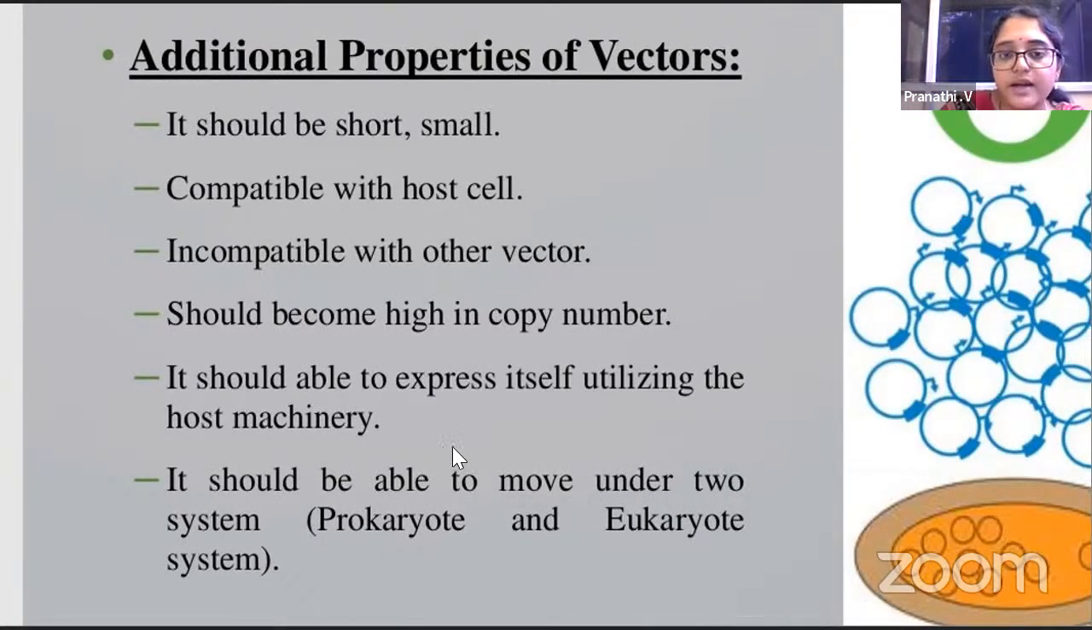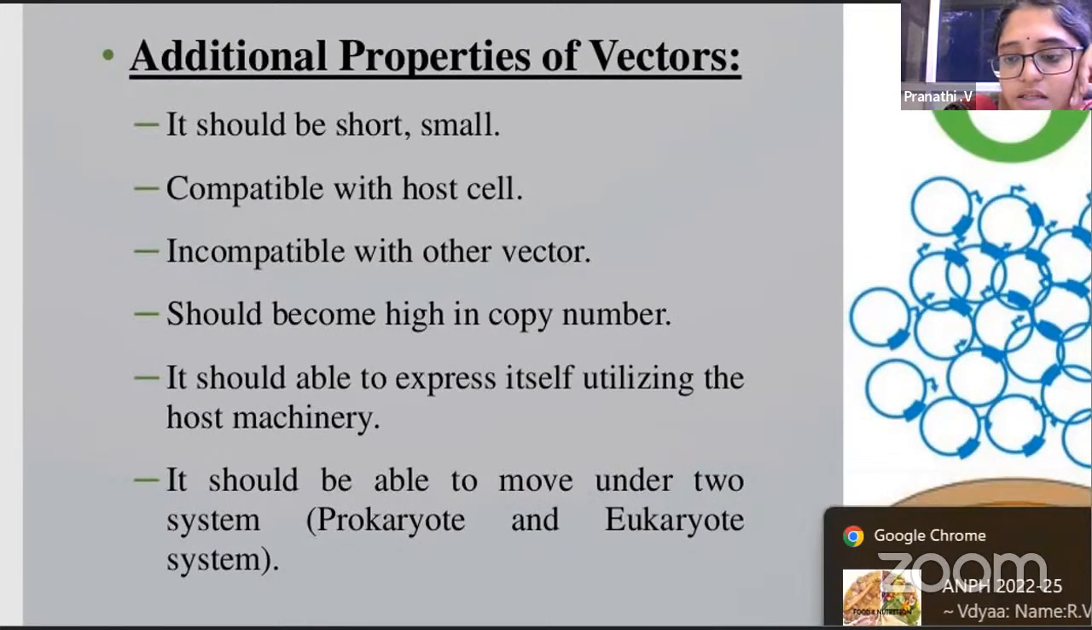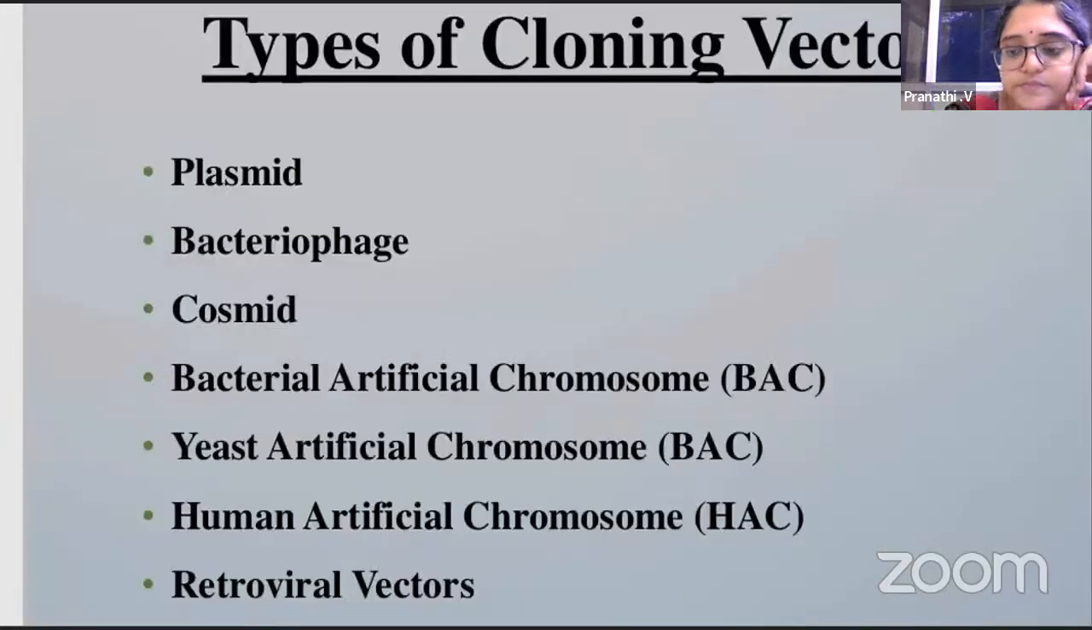So when it comes to vectors, it should be small, should be compatible with the host cell in which it is going, and should not be compatible with other vectors. It should have a high copy number, meaning when it reproduces, it should copy more of the same kind of vectors, and should be able to express itself using host DNA and RNA, and should be able to move between two systems, eukaryotic or prokaryotic. So these are the kinds of systems that are there.